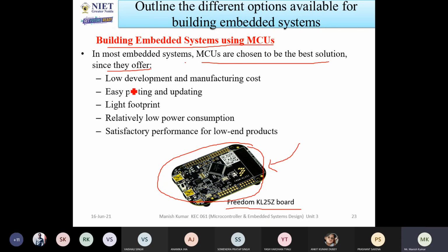So now the first thing is low development and manufacturing cost. Cost should be less. अगर इसकी cost अगर less होगी तभी हम design करना better होगा. Otherwise, if cost is high, no one will buy. Easy porting and updating. Porting and adaptation will be possible. Light footprint. So actually, footprint is the amount of space a particular unit of hardware and software occupies.